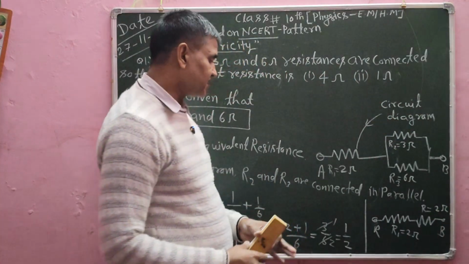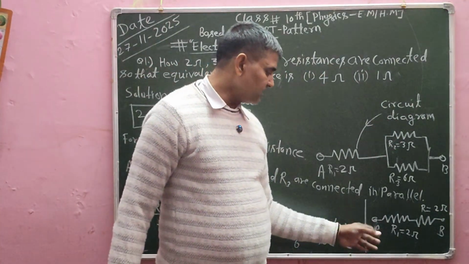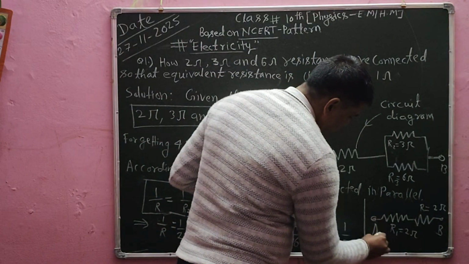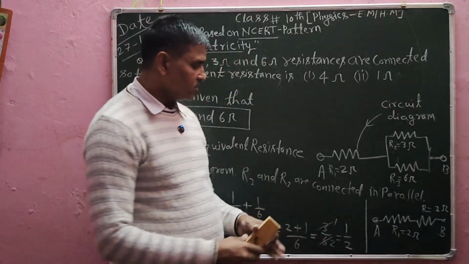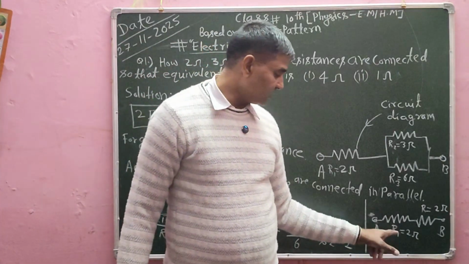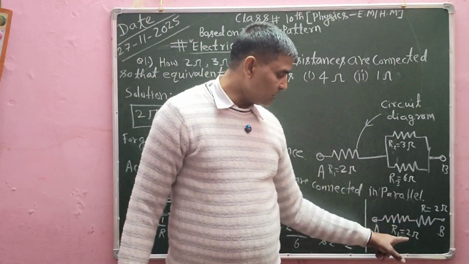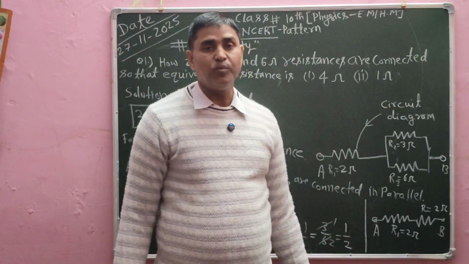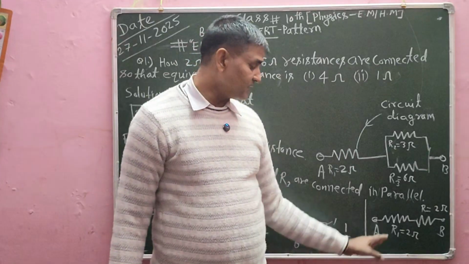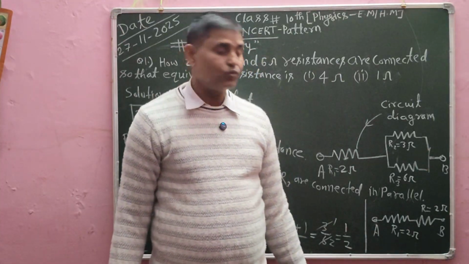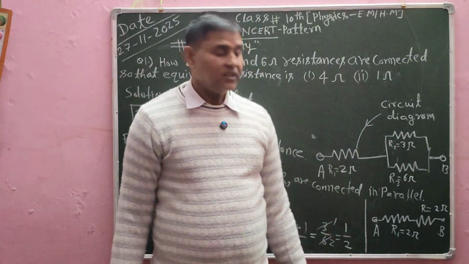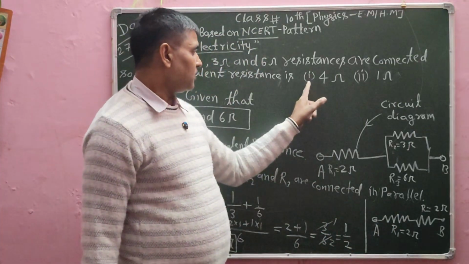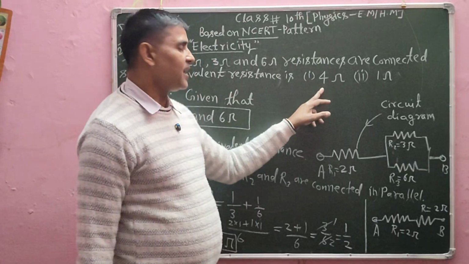So I will say the equivalent resistance in between A to B, that is connected in series. So R1 and R, this is 2 ohm and this is 2 ohm. So in series I will use the formula of equivalent resistance, that will be R dash, which is equal to R1 plus R. It means that 2 plus 2, that is 4. So question number 1 I have completed.